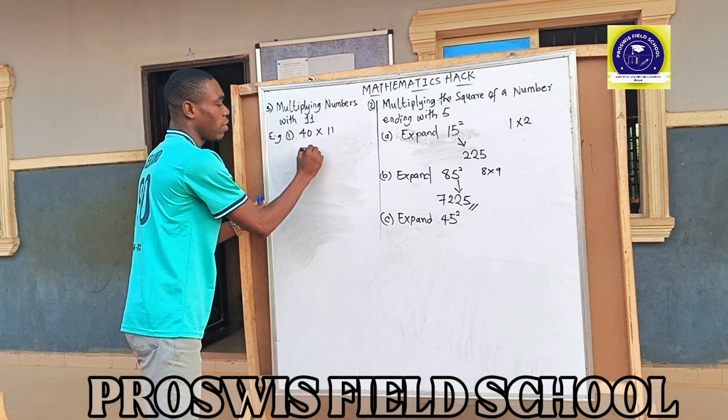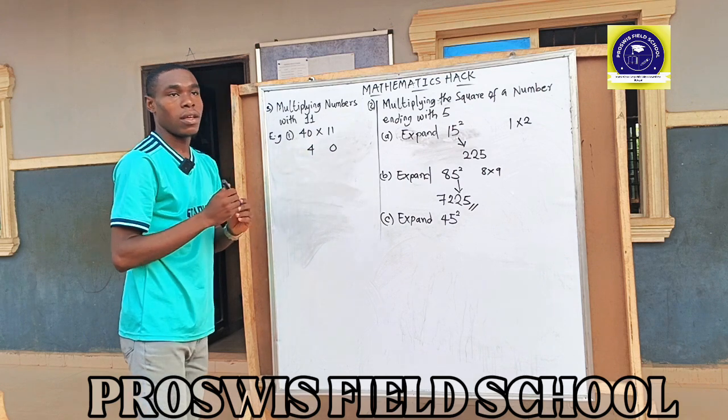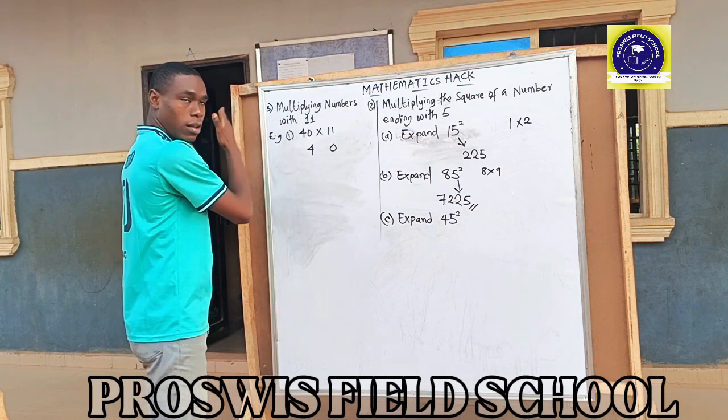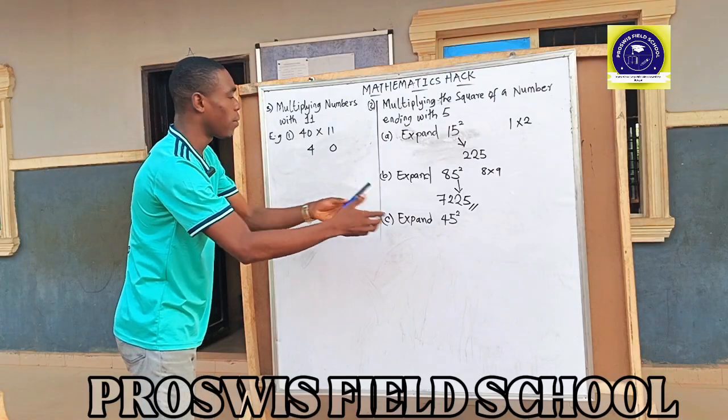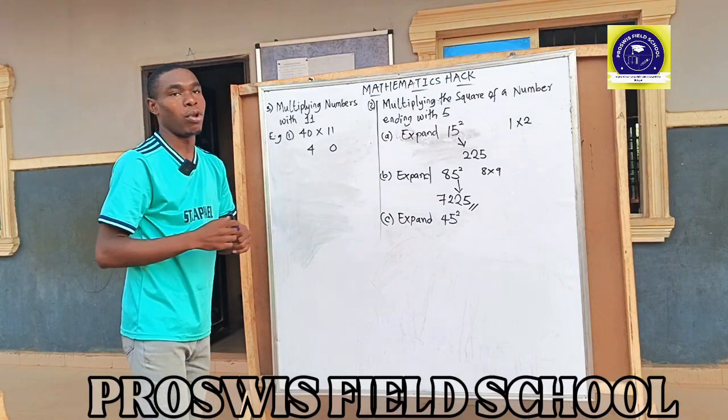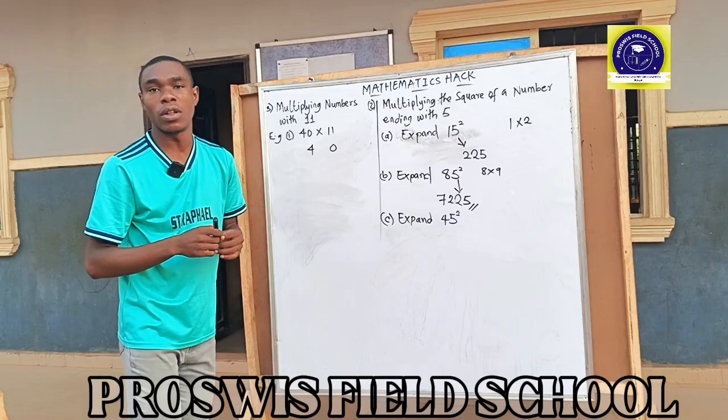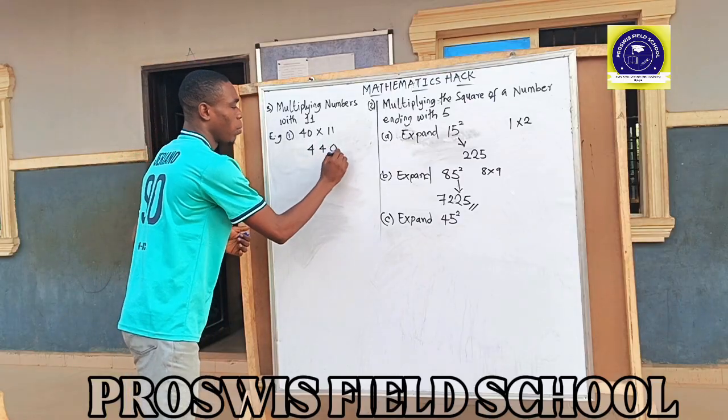As I said, place this at both ends, the first side and the third term. Now you add up 4 plus 0. 4 plus 0 is what? 4. This becomes our answer.